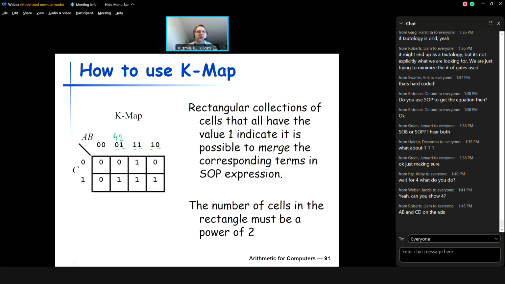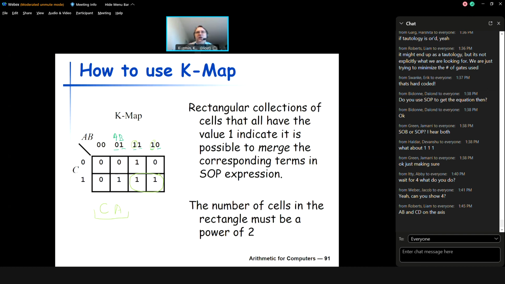So you only circle the things like that. So that would be, C is 1, so we put C here. And then we see that A is 1 for all circled values, and B can be 0 or 1, it doesn't matter, because whether B is 0 or 1, the value is the same, so we can eliminate B. So this is our first term.